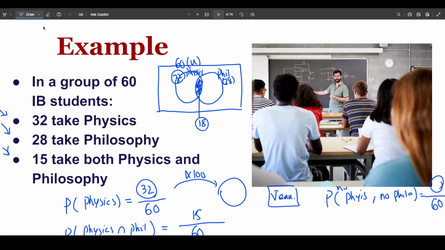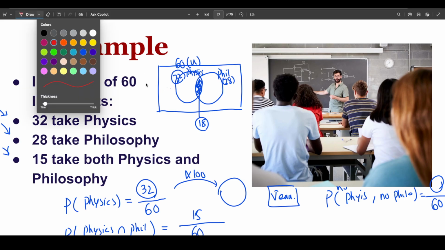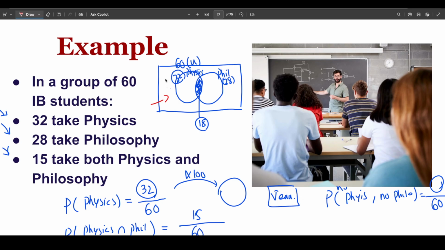So this is the question. If I ask you what is the probability that you choose a student at random and that the student doesn't have either physics or philosophy, what does it mean? I'm going to find the number which is here. How many students don't have either physics or philosophy? How can I find that number? Let's find it together.